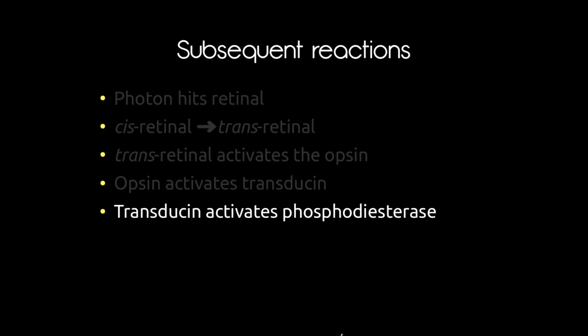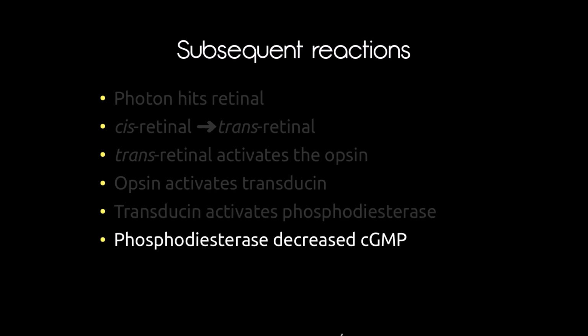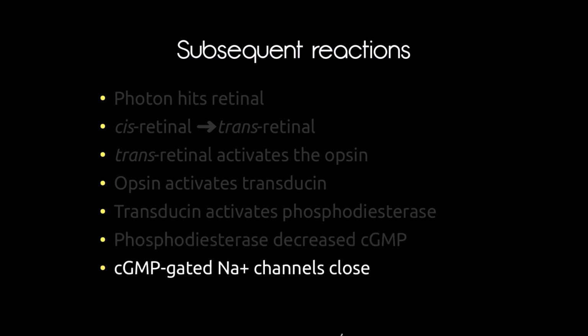So essentially what we have is a signal cascade here. Transducin activates phosphodiesterase. Phosphodiesterase, in turn, is going to decrease the amount of cyclic GMP in the cell by breaking down the cyclic GMP. So now we have less cyclic GMP. Well, it turns out in this outer segment we have cyclic GMP gated sodium channels. As we reduce the amount of cyclic GMP inside that cell, these sodium channels are going to close.